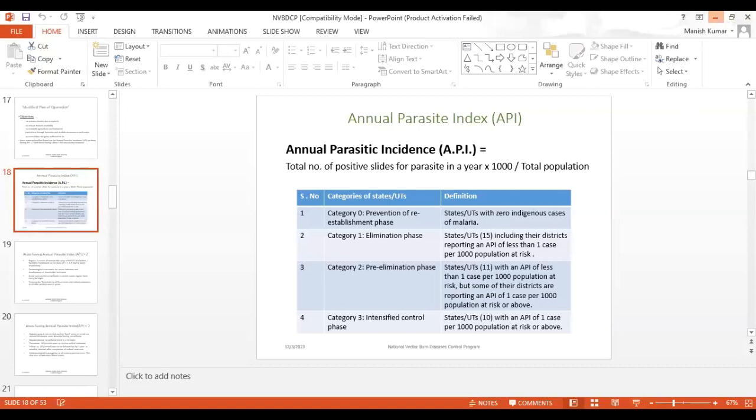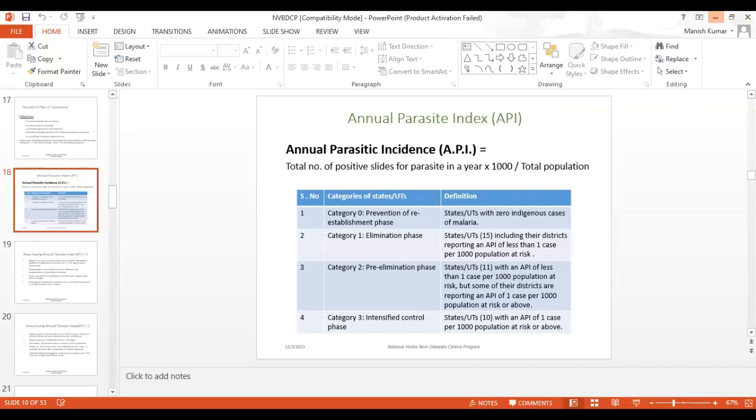So this is the classification of states and union territories based upon category 0, 1, 2, 3. Category 0 is almost like there are no cases over there. Category 1 is elimination phase. Category 2 is pre-elimination phase. And category 3 is intensified control phase. So these are those endemic areas where you can see cases of malaria coming throughout every year.